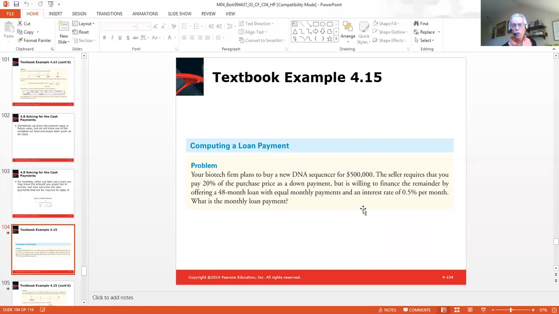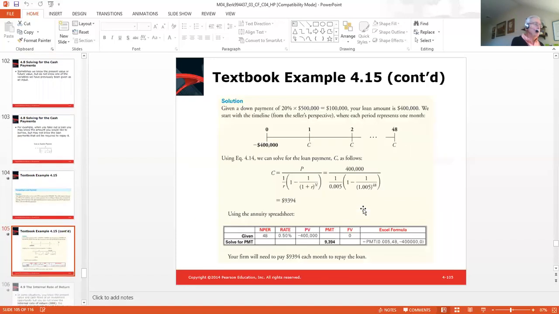You're a biotech firm, you want to buy a piece of equipment for 500 grand. The individual or the firm selling this to you requires a 20% down payment, and is willing to finance the remainder over 48 months at an interest rate of 1/2%. What's the monthly payment going to be?